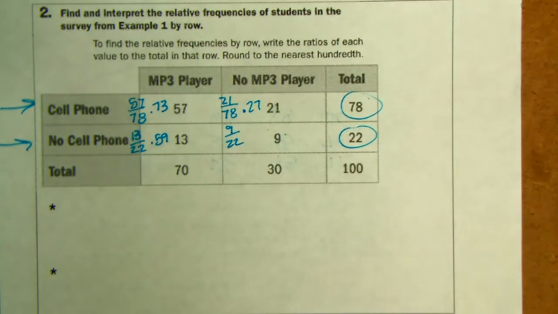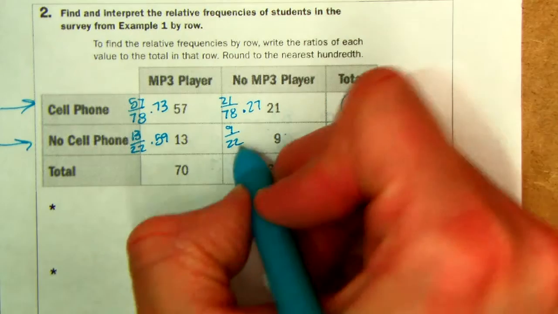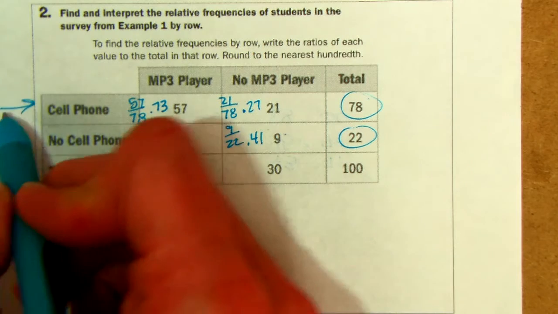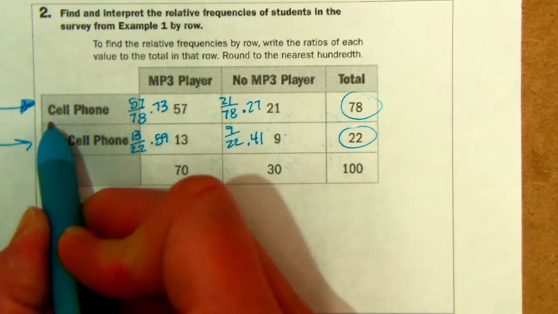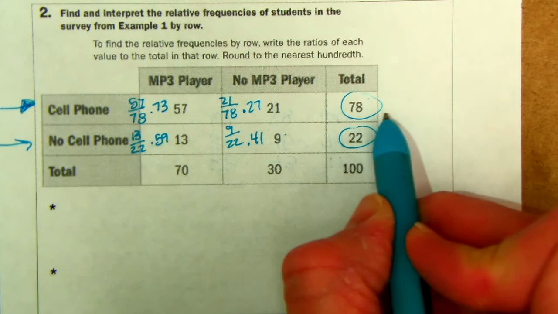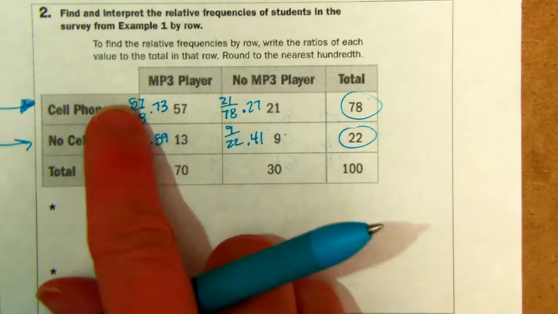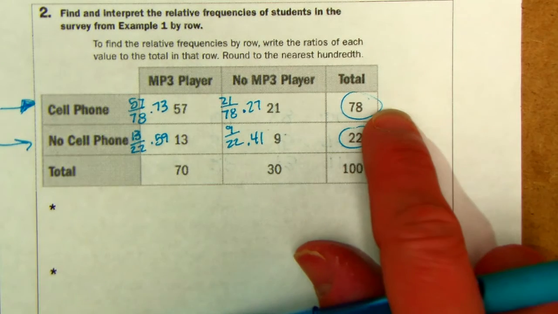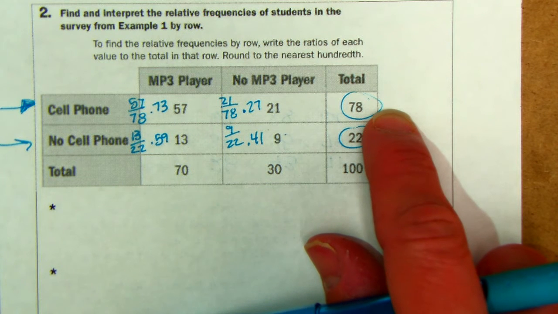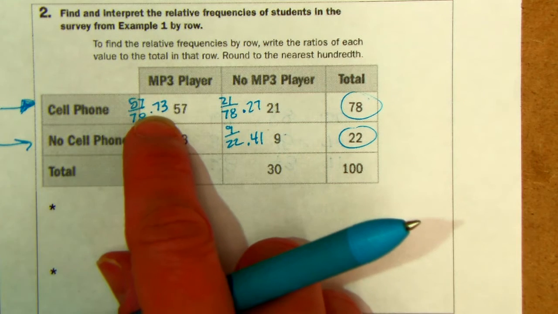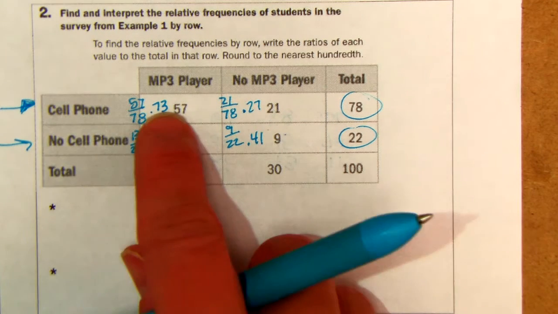All right, now, if I'm talking about rows, I'm going to mention the fact that this row is all the students who own a cell phone. Of all the students, 78 of them own a cell phone. What can you tell me about the students who own a cell phone? Well, I can tell you that 73%, or most, most of the students who own a cell phone also own an MP3 player.